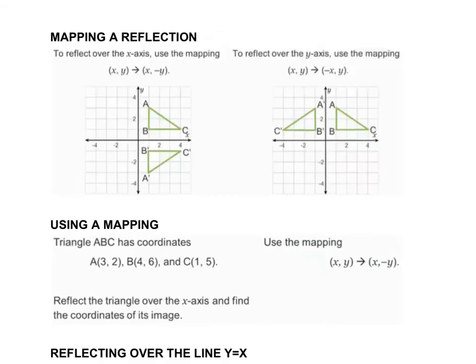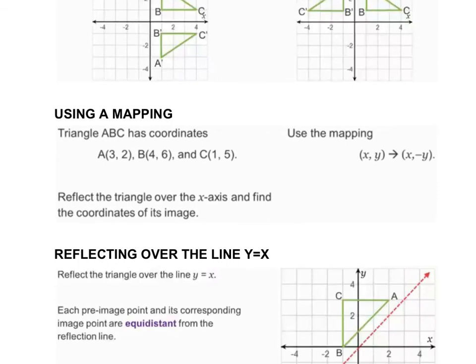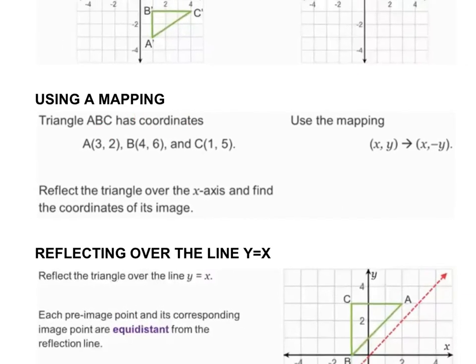All right, let's take a look at the last page. Okay, so we're mapping a reflection. So when we use the mapping, remember how if we're reflecting over the x-axis, the y value changes, but not the x value. Okay, if we're reflecting over the y-axis, we use the mapping (x, y) becomes (negative x, y). So the x value changes here, but not the y value. And that's what we talked about on the last page, okay? So what we want to do is use a mapping. So triangle ABC has the coordinates A is (3, 2), B is (4, 6), and C is (1, 5), okay?